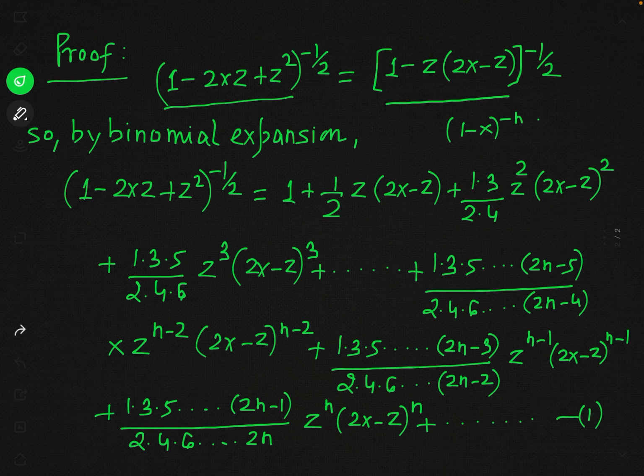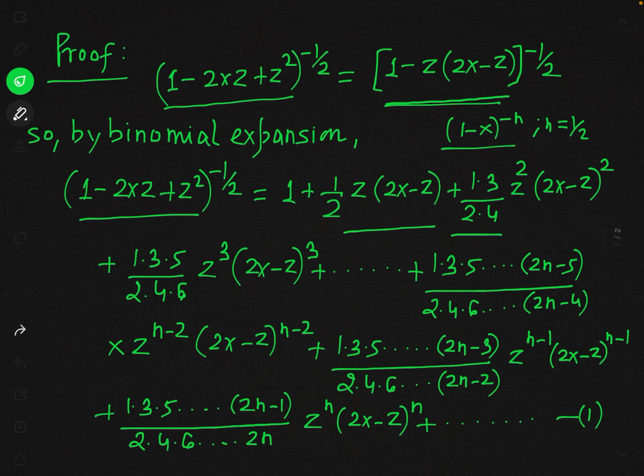So you can see this is just in the form 1 minus x to the power minus n, and here n is equal to 1 by 2. So first of all we will expand this term in binomial expansion. You know binomial expansion very well. So when we expand it binomially, 1 minus 2xz plus z square to the power minus half is equal to this much.